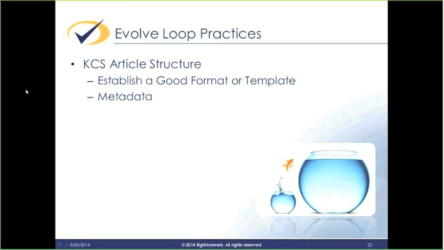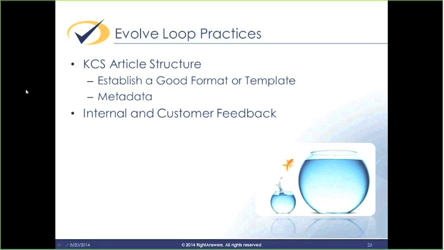And so the evolve loop governs what that article structure will be, where the solve loop takes into consideration what that article structure is in the form of capturing the information and creating that information. But you really want to make sure that you have a good, solid structure, and of course you want to keep it simple, but you want to make sure you're capturing the appropriate metadata.